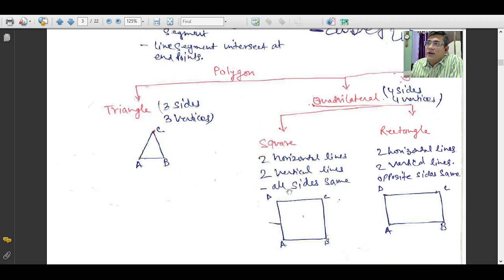So what is square? A square has two horizontal lines, this one DC and BA, and two vertical lines DA and CB, and all sides are same. But in rectangle, it has two horizontal lines, two vertical lines, and opposite sides are same. DC is equal to AB, CB is equal to DA. But for square, DC is equal to CB is equal to BA is equal to AD.